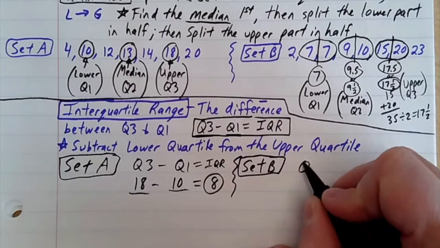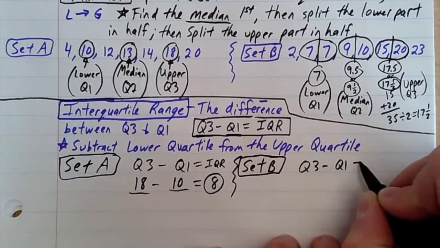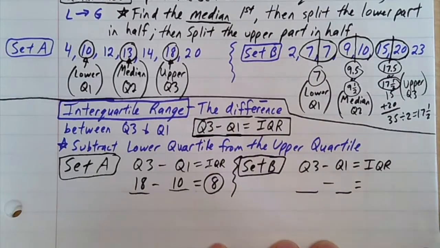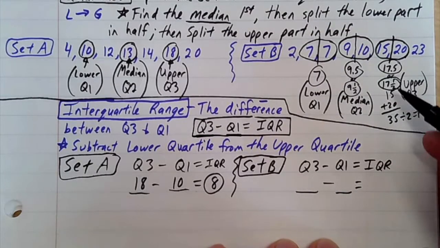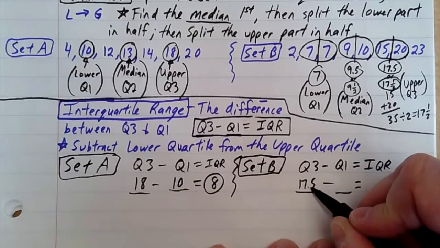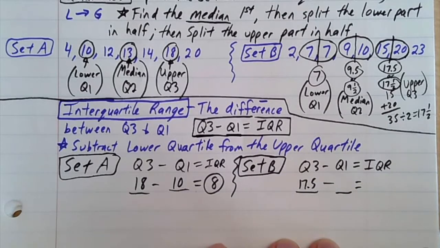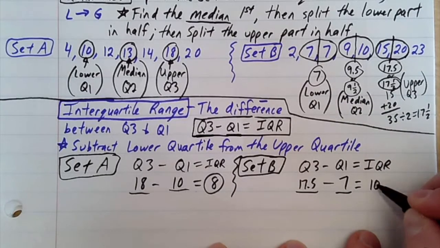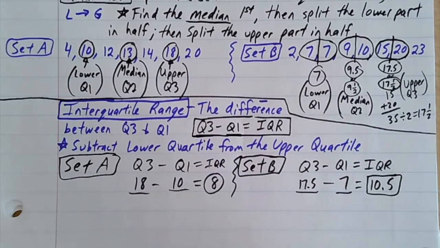With set B, do the same thing, Q3 minus Q1 to get the inner quartile range. Fill in your blanks to solve. Let's see, this one we said was different. It was 17 and a half, and you have to subtract 7. That was Q3 minus Q1, which gives us 10 and a half. And I'm okay with using decimals or fractions here.